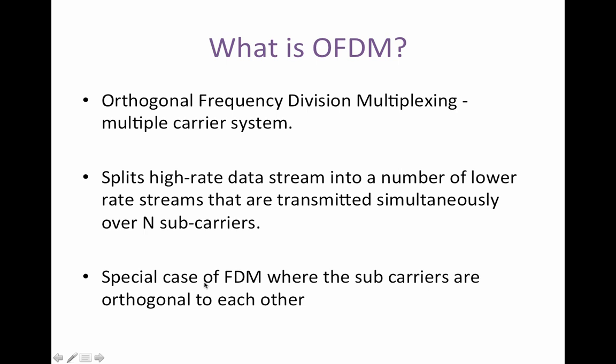So what is OFDM? OFDM is orthogonal frequency division multiplexing. It is a multiple carrier system which splits the high rate data stream into a number of lower rate streams that are transmitted simultaneously over n subcarriers. So basically, OFDM is a special case of FDM where the subcarriers are orthogonal to each other.